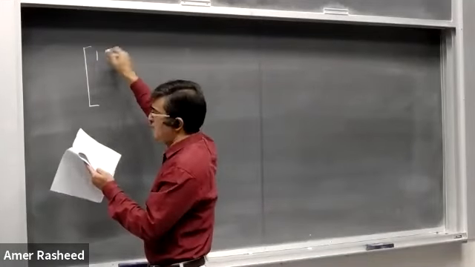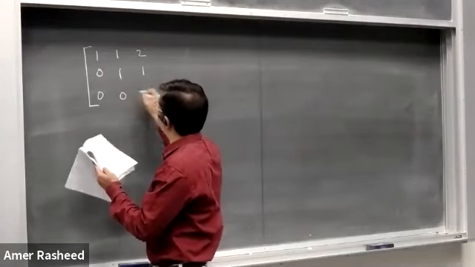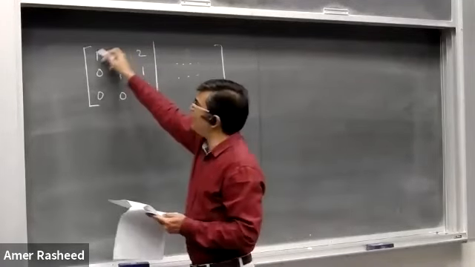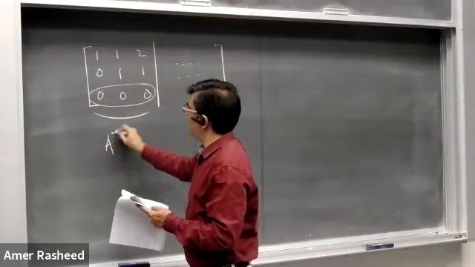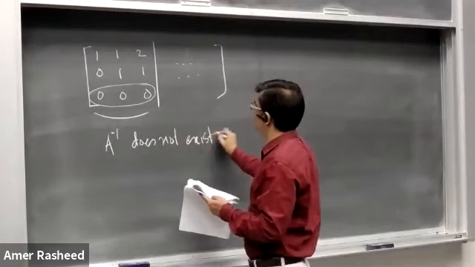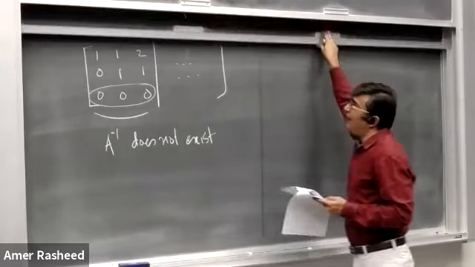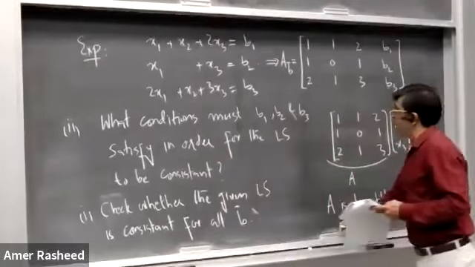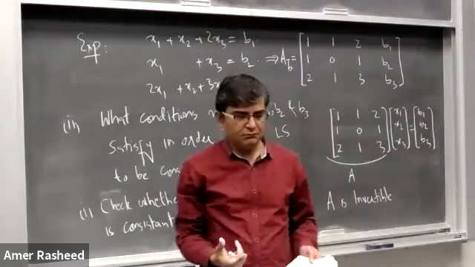The row 1, 1, 2, 0, 1, 1, 0, 0, 0, whatever the I is here. Now this matrix is not invertible. You can see here that one row is 0. So it means A inverse does not exist. What does it mean? It means that this linear system might not be consistent. Okay.